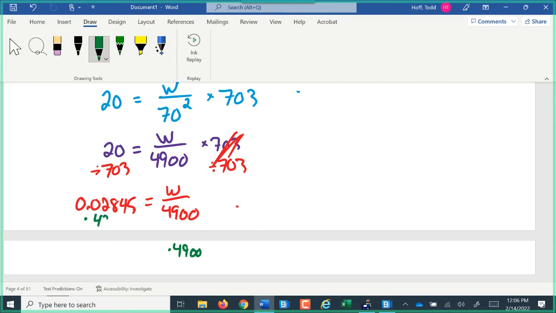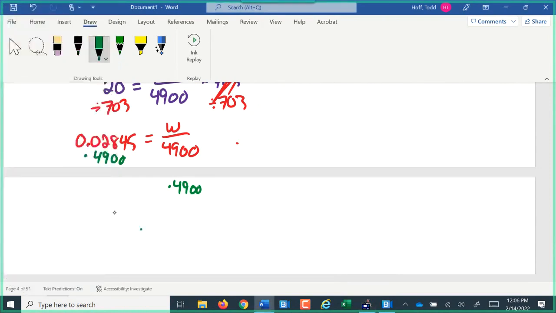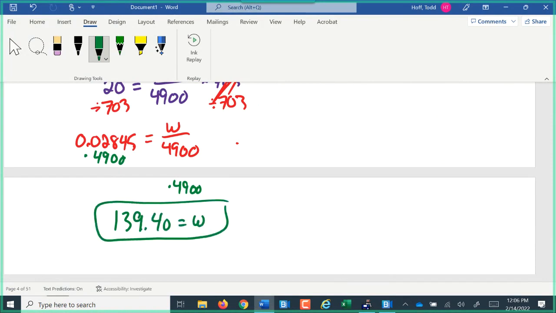On the left side, I'm just going to leave that number in my calculator, make sure I don't hit clear. I'm just going to multiply by 4,900. So 139.40. What that is telling us is if we have a person who's 5'10" and they want their body mass index to be 20 or less, they have to have a weight of 139.4 pounds or less.